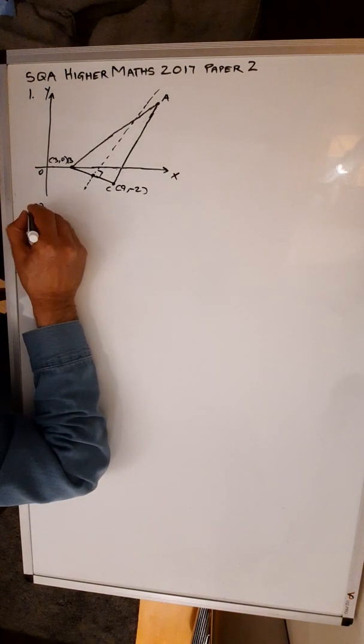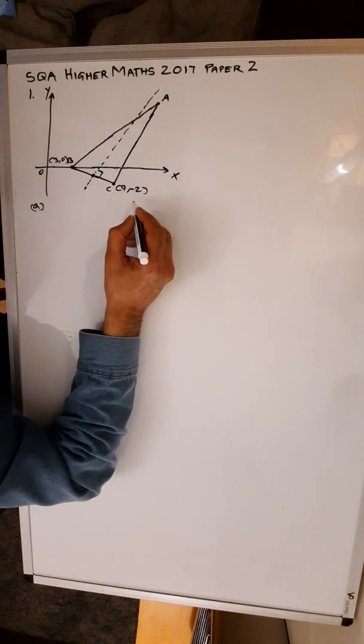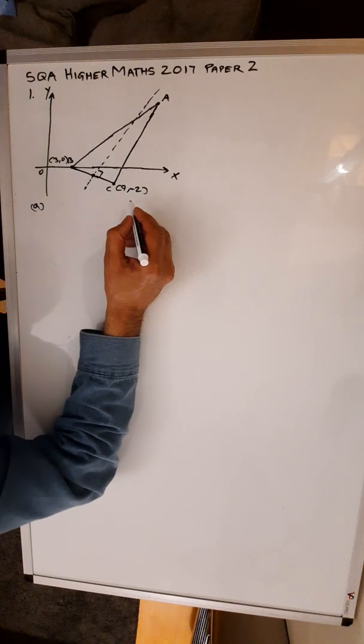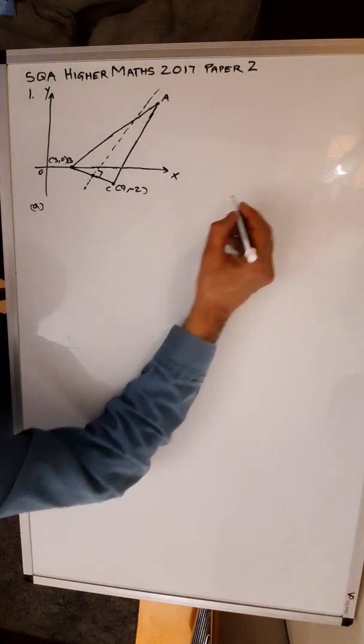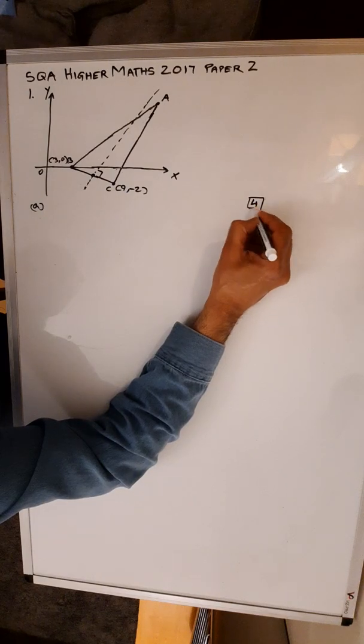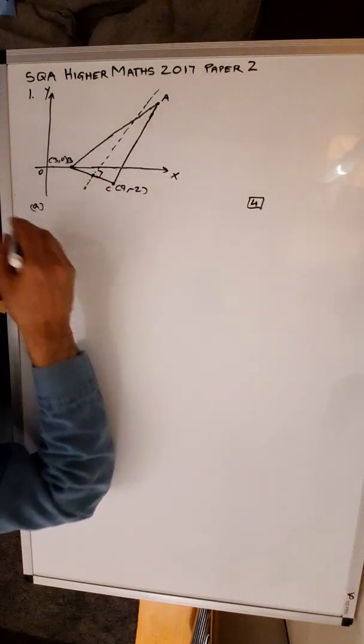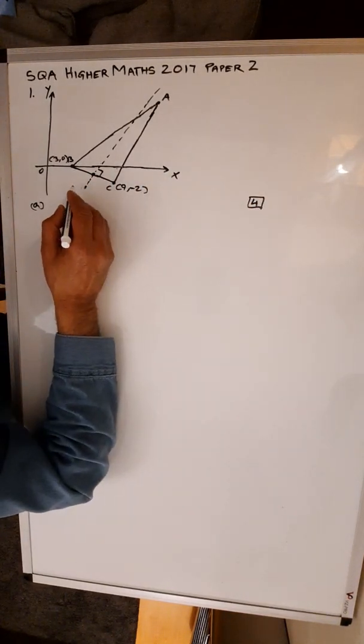For part A, find the equation of the perpendicular bisector of BC, and this is for 4 marks. 1.5 minutes per mark, so talking about maybe 6 minutes for this question.